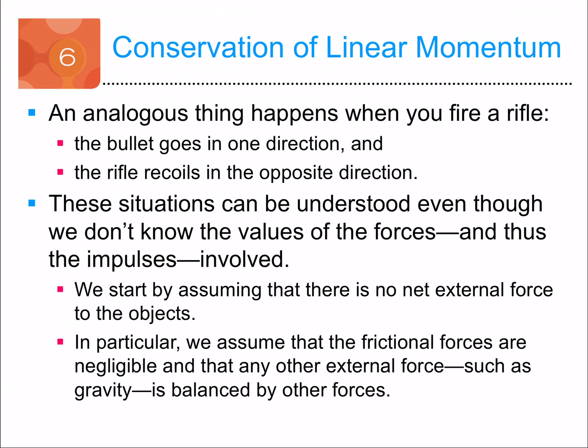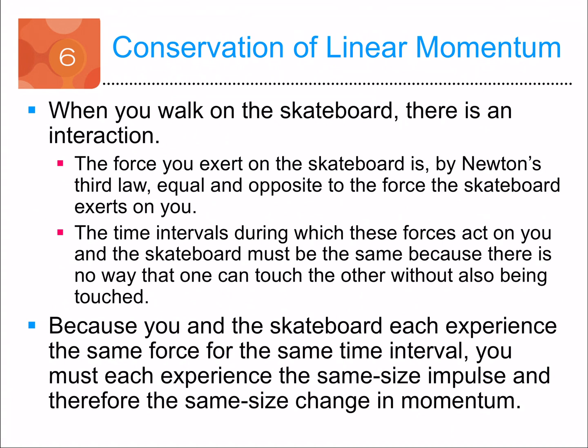So even though we don't know the value of the forces, and therefore the impulses involved, we can assume some things. The first thing we're going to assume is that there's no net external force on the objects. So no frictional forces. If there are any frictional forces, they're very small, and there are no other forces. Going back to the skateboard, when you walk on the skateboard, there is an interaction. We know by Newton's third law, for every action, there's an equal and opposite reaction. So with these forces, the time interval has to be the same for the forces acting on the skateboard. And there's no way that one can touch the other without also being touched.